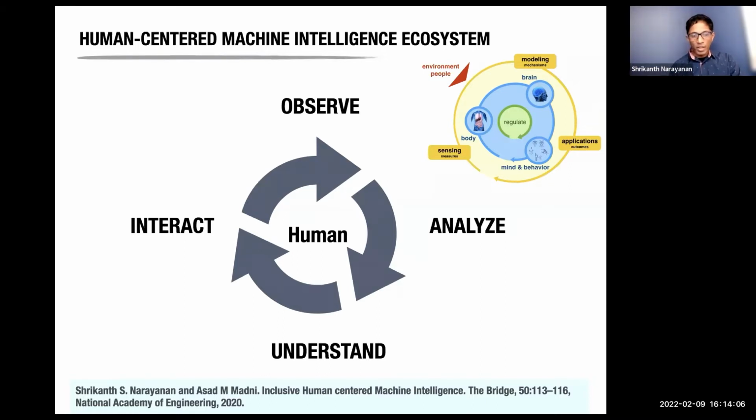And so this is the ecosystem I have in mind when I talk about machine intelligence. So when you are talking about multimodal machine intelligence, we can jointly consider the whole ecosystem: that we can sense and get the right data, and analyze it for the right purposes.